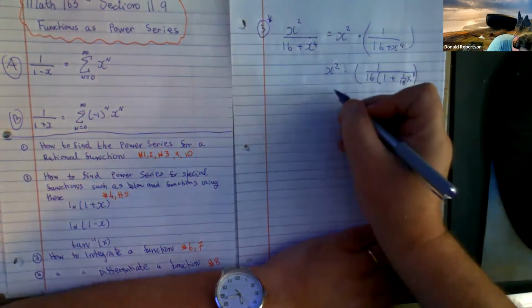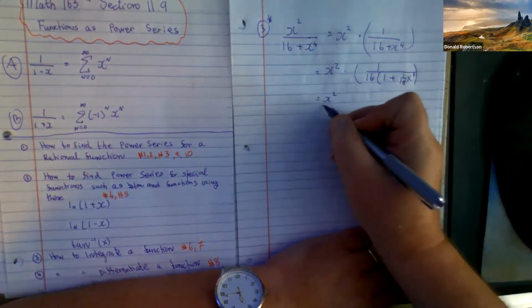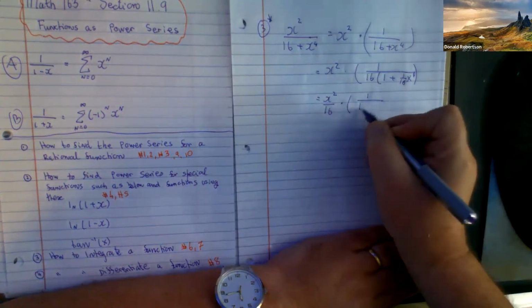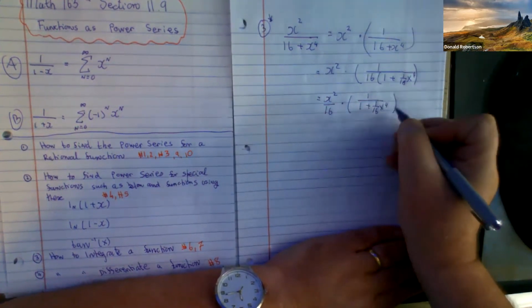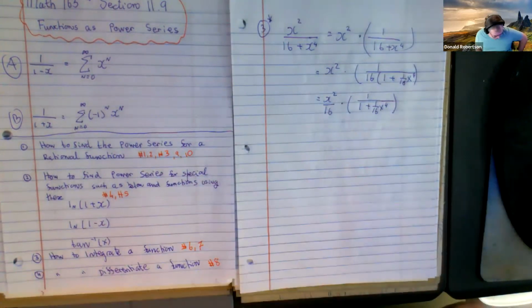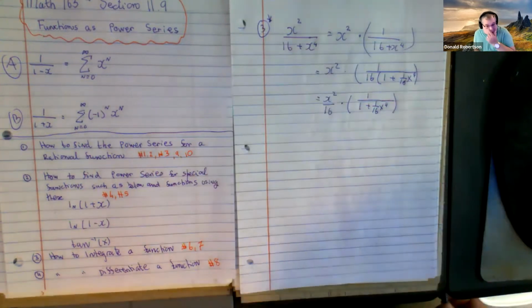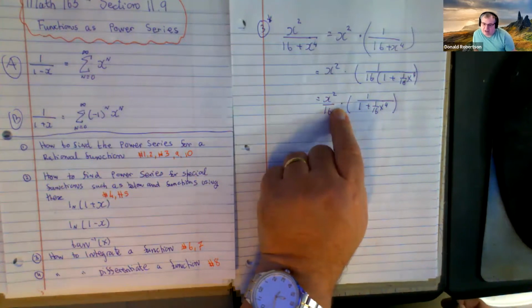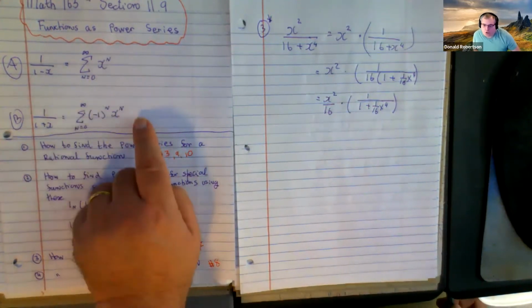Now, that guy can come out, and so I've now got x squared over 16 times 1 over 1 plus 1/16 x to the 4. So far, so good. That's the original fraction, which looks quite nice, but this is how I had to change it. And I had to change it so I can use either A or B.